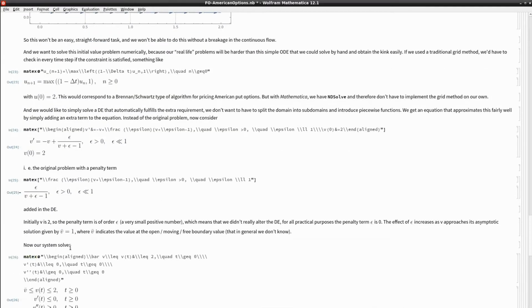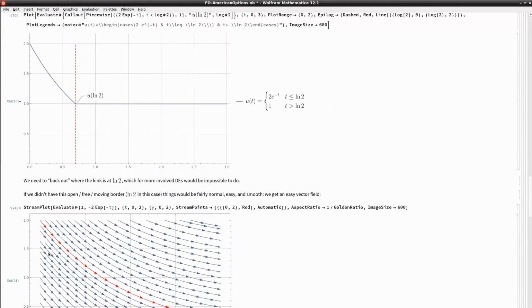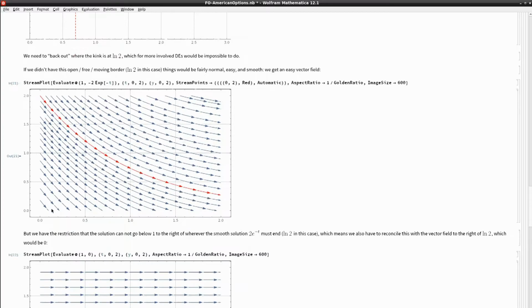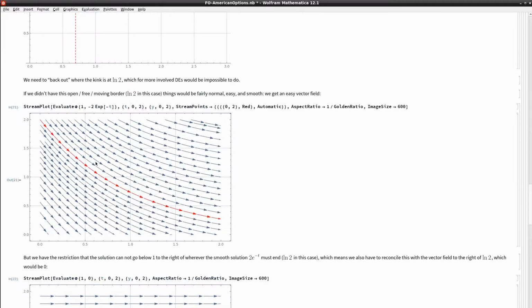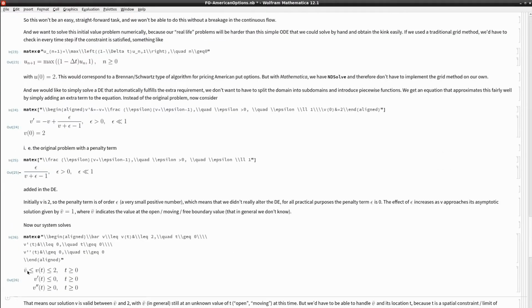And now our system solves this system of 3 equations. Our solution v of t is between v bar and 2. Right? It has to be less than 2 because that's where we started. Our v of 0 was 2, so that's where we start. So that's the maximum that we have. You see that the red arrows are never above 2. And the lower limit has to be v bar. There's no choice for v to be outside of these two bounds that we have for t larger than 0.